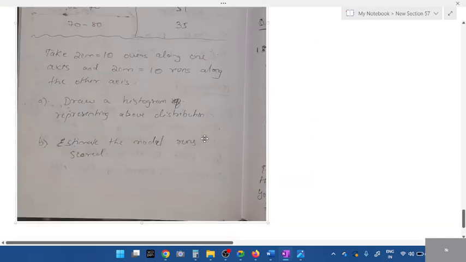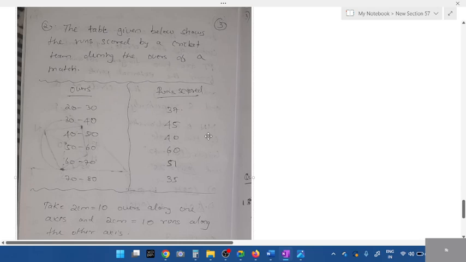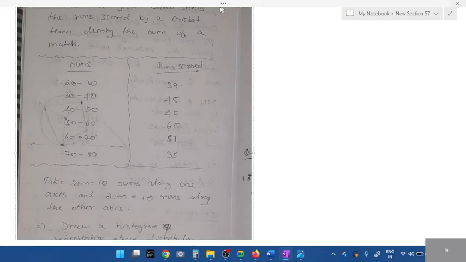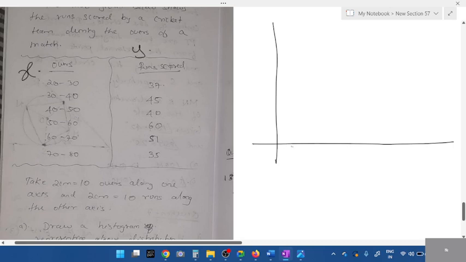What is this? Draw histogram. All of you completed the histogram question. Did you get the answer for this? A graph question. It would take some time, so I'll just quickly explain. X-axis, Y-axis. They have given a scale. Take 2 centimeter. Always remember this should be on x-axis, this on y-axis.